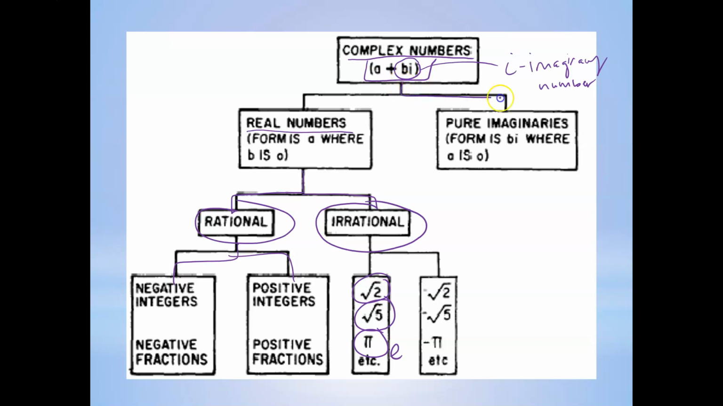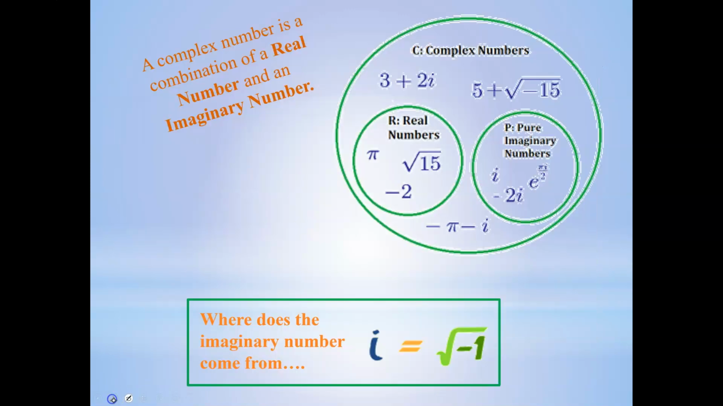Now, if a is 0, it goes away, and you're just left with the i, which is just your pure imaginary form, which is what you saw in Math 2, okay? All right, so here, complex numbers, that's what we're going to be talking about. A complex number is a combination of a real number and an imaginary number. So you were just used to seeing the imaginary number not put together with the real number, okay?